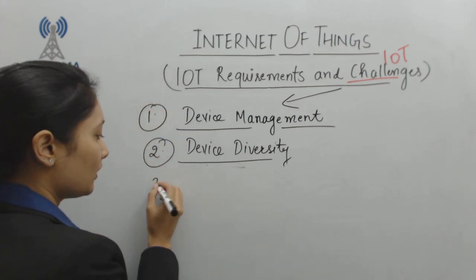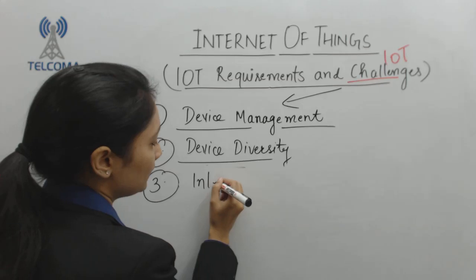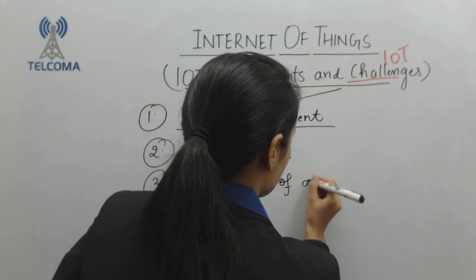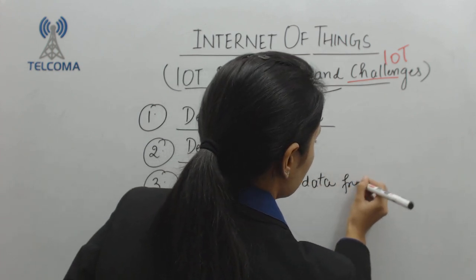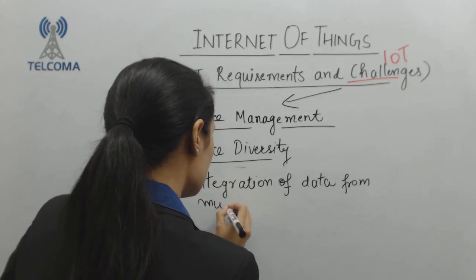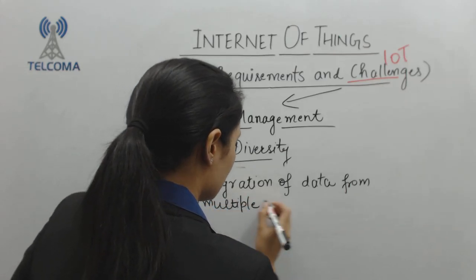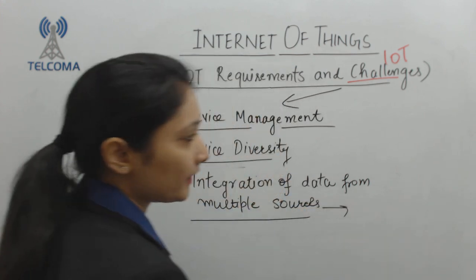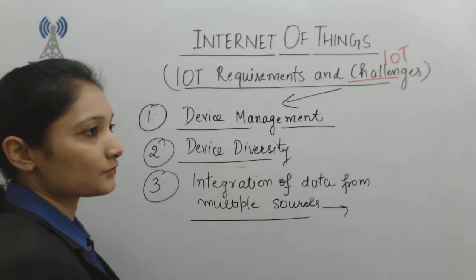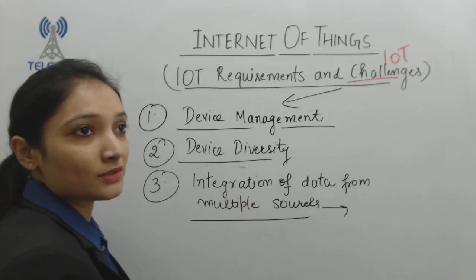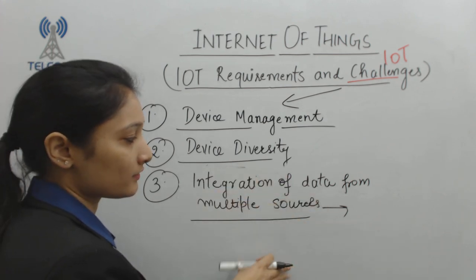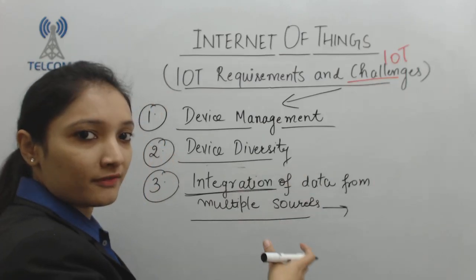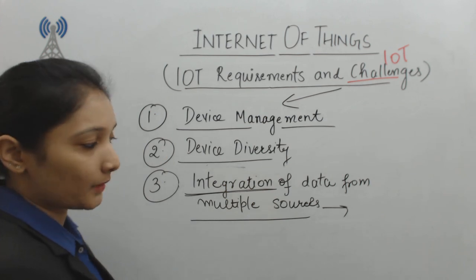The third challenge here is the integration of data from multiple sources. Now you will be getting the data from a number of sources: from sensor devices, from your social networking feeds, from your gateways, from your mobile devices. So that's a huge task here, that the data should be integrated properly so that proper streaming or proper information can be conveyed to a particular subscriber here.